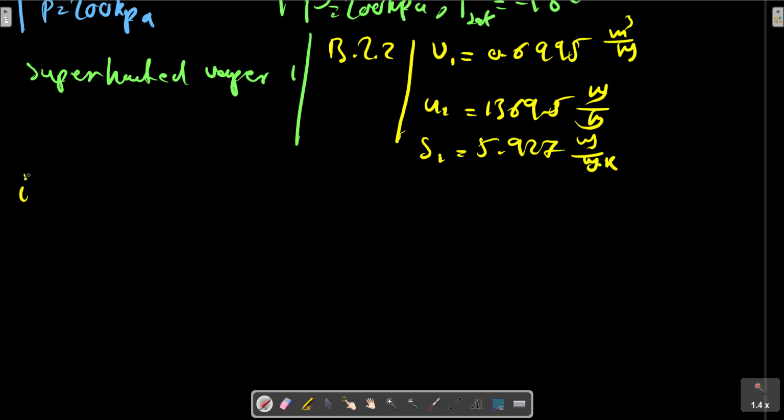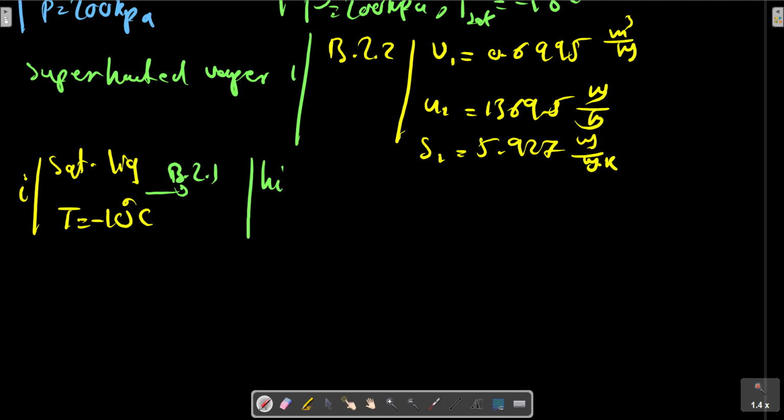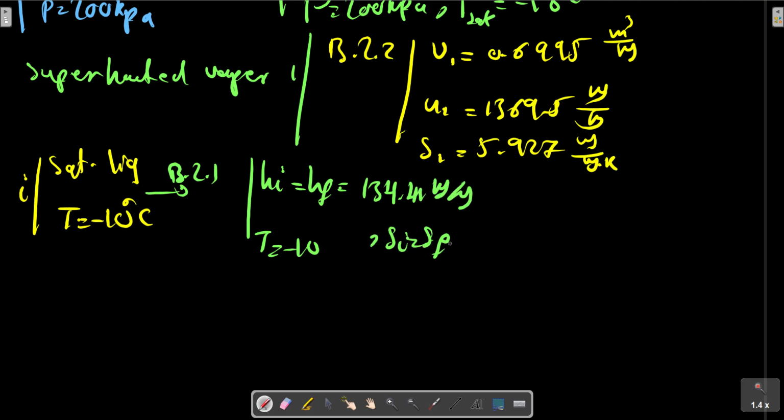State i, saturated liquid at temperature, table B.2.1, hi, hf minus 10. And also si, sf. You know that m1.